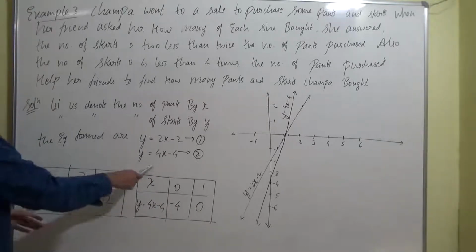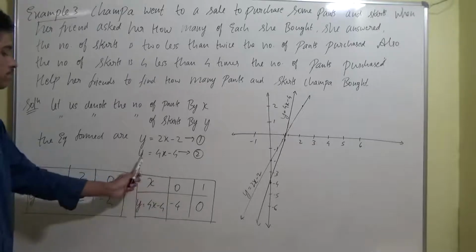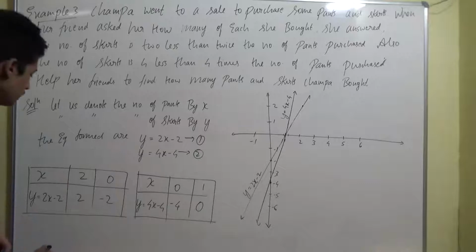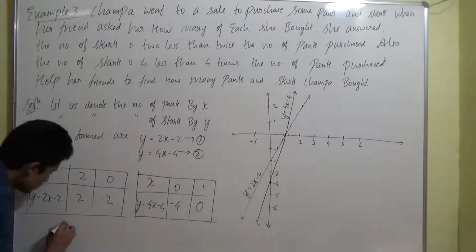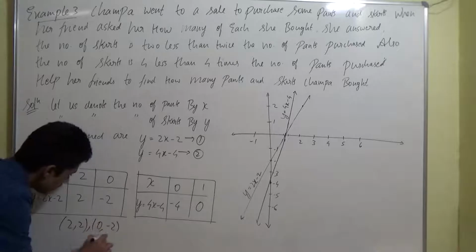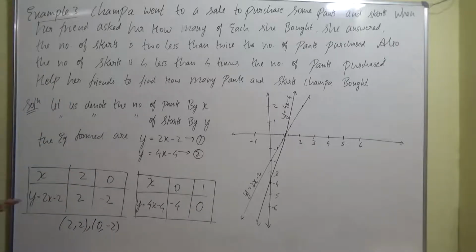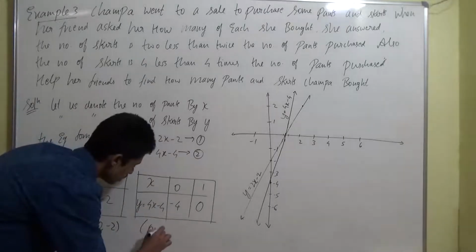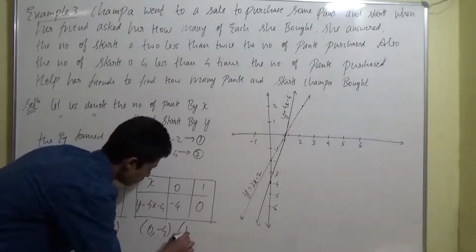And when you put the value of X as equal to 1, you are going to get the Y value as equal to 0, because 4 minus 4 is 0. Now let's mark the coordinates. The coordinates are (2, 2) and (0, -2) for the first equation. That's the line of the first equation. And the coordinates for the second equation are (0, -4) and (1, 0).